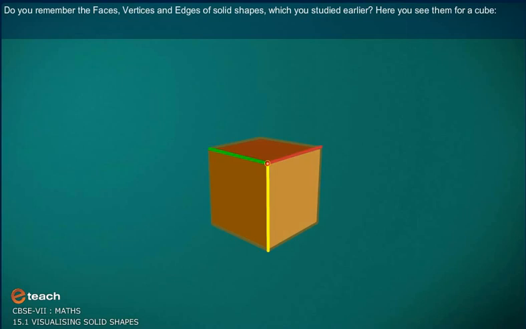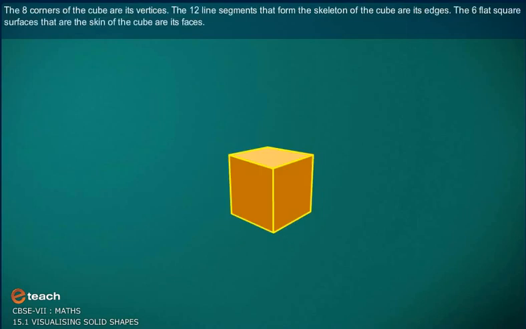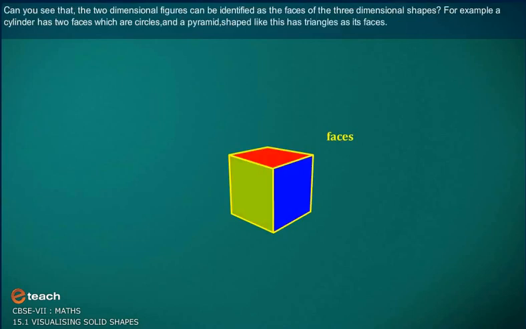Here you see them for a cube. The 8 corners of the cube are its vertices. The 12 line segments that form the skeleton of the cube are its edges. The 6 flat square surfaces that are the skin of the cube are its faces.